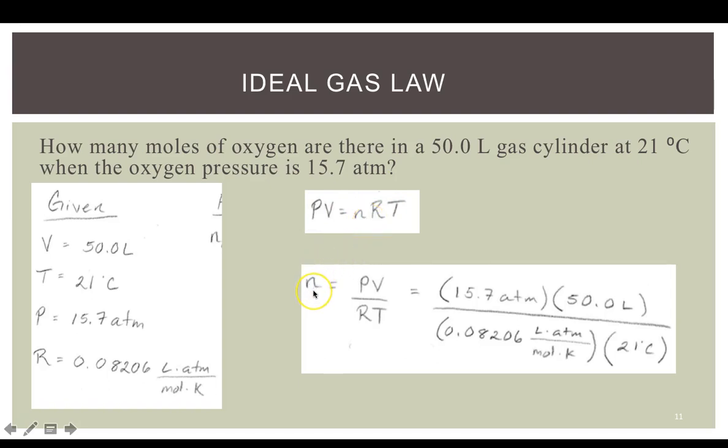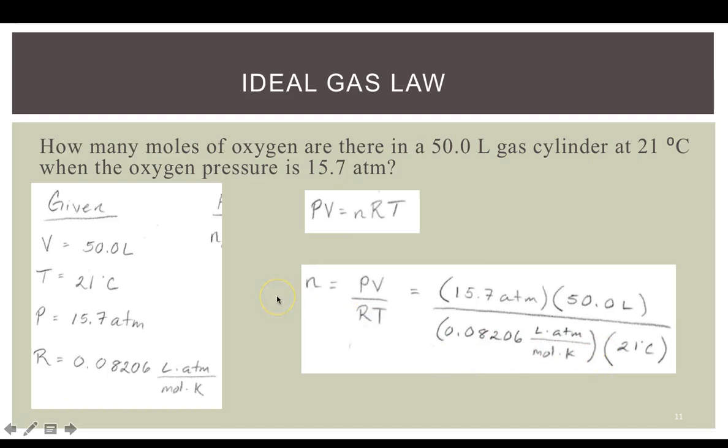We rearrange the equation to get n and isolate that variable by itself. So we divide both sides by RT. So we end up with PV over RT. And let's take a look. Let's throw in our numbers and see if we can just dump this into our calculator. So we got 15.7 atmospheres, we got 50 liters, we have our R, we have our T.